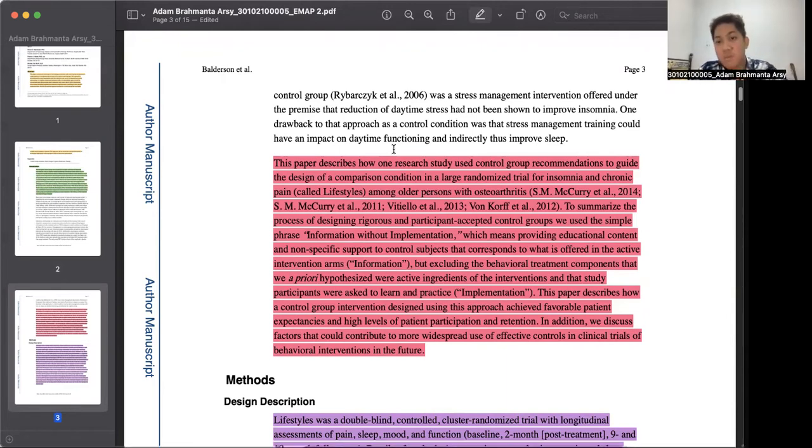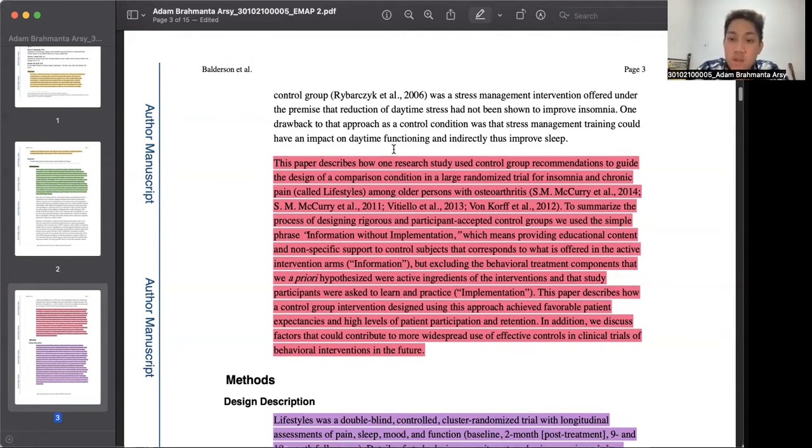which means providing educational content and non-specific support to control subjects that corresponds to what is offered in the active intervention arms, but excluding the behavioral treatment components that we hypothesized a priori were active ingredients of the interventions, and that study participants were asked to learn and practice.